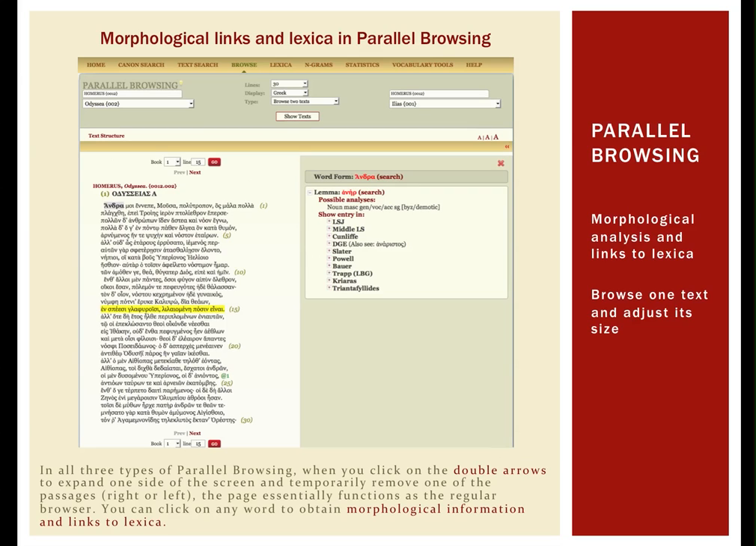In all three types of parallel browsing, when you click on the double arrows to expand one side of the screen and temporarily remove one of the passages, right or left, the page essentially functions as the regular browser. You can click on any word to obtain morphological information and links to lexica.